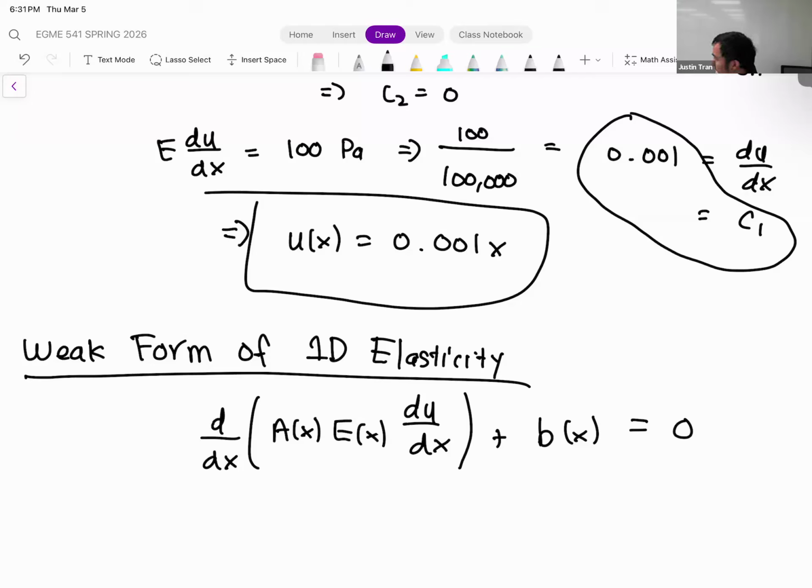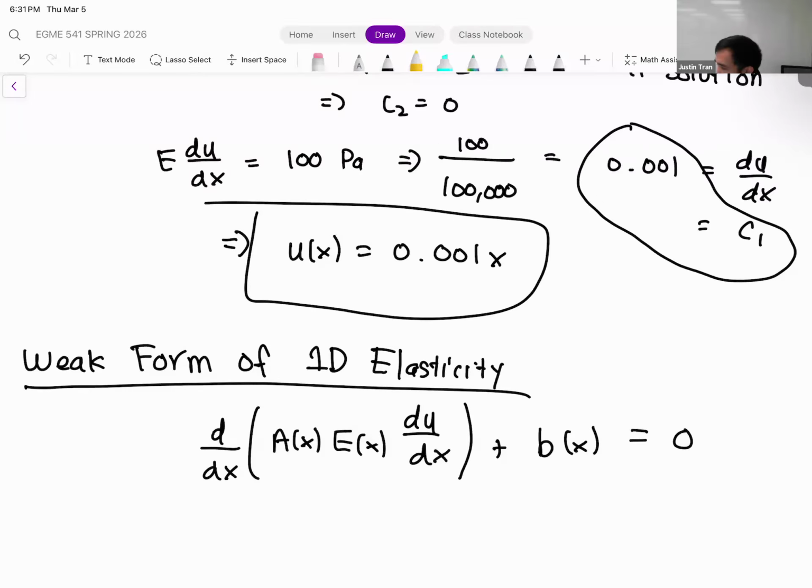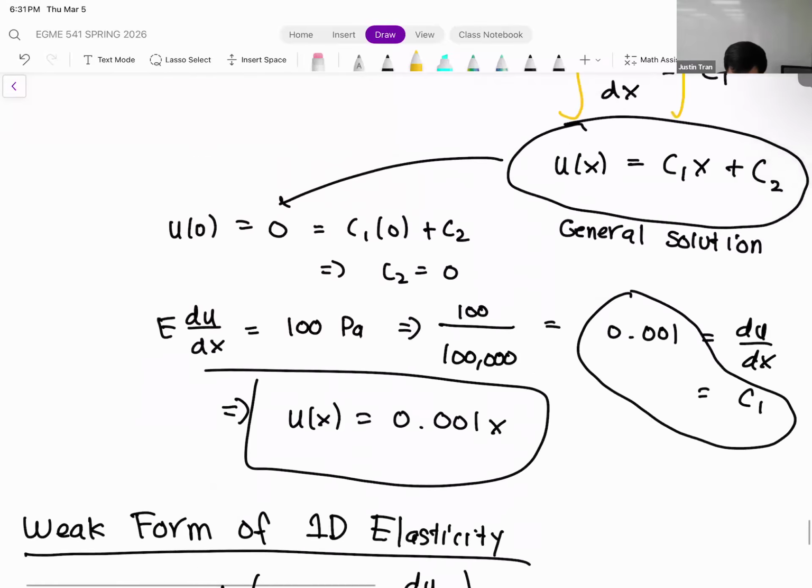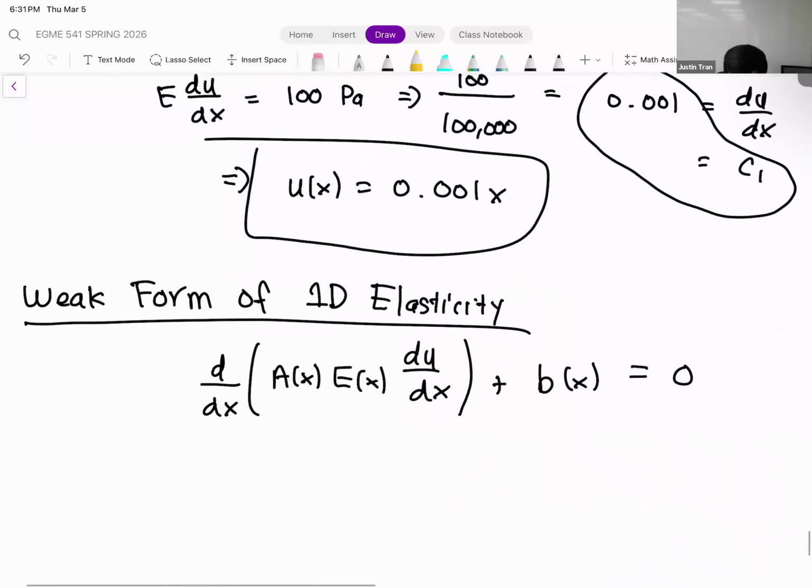One thing I want to point out before we start the derivation: it's a little hard to see in this form, but the maximum derivative we have here is second order. It was easier to see in the previous problem, but if you apply this derivative to this term, you get a second order derivative. Second order derivatives are actually undesirable in some situations. So one of the goals of the weak form is to weaken the order of the derivative, hence the name weak form.